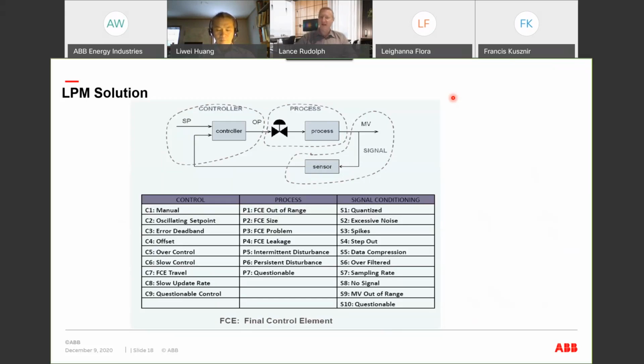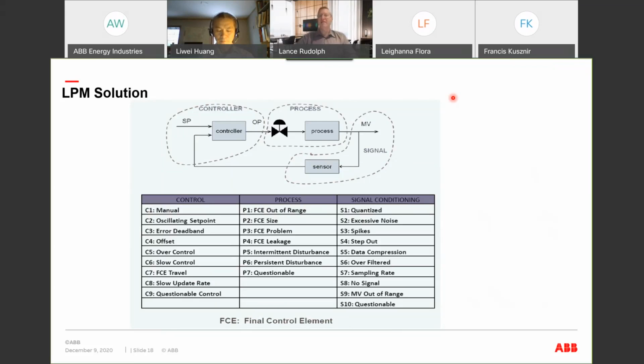Are we sampling fast enough? Is there any compression happening in the data? Is there missing data? So these kind of issues could result in missed analyses or false analyses in the other 2 areas. And so it's quite critical to address these signal indicators to make sure that the other 2 KPI areas are accurately analyzed.